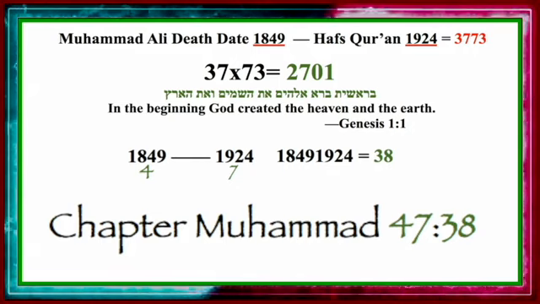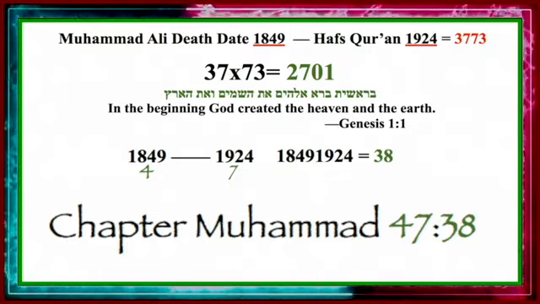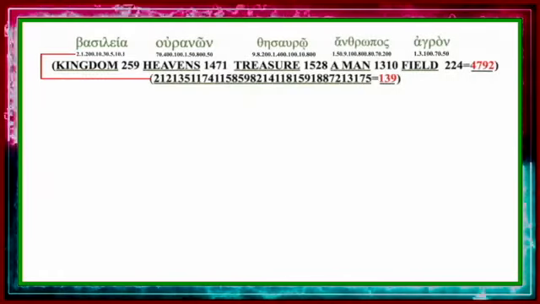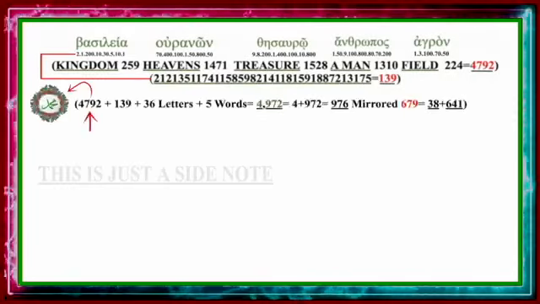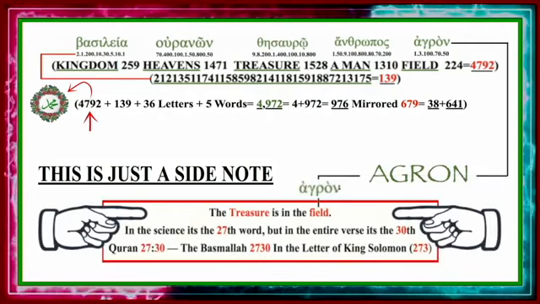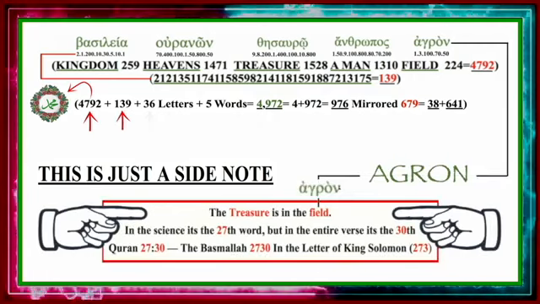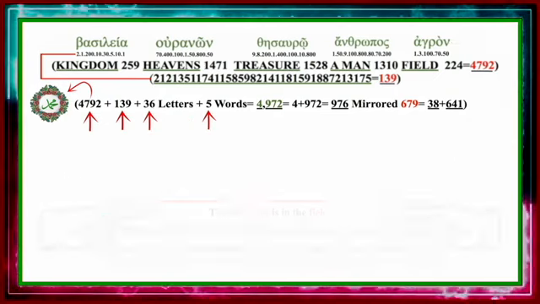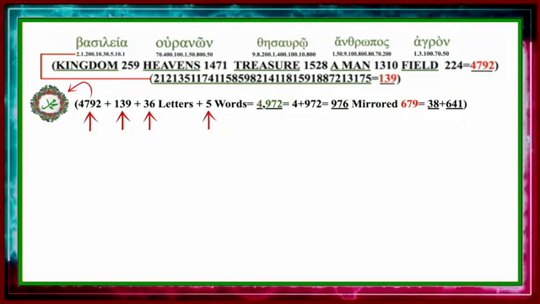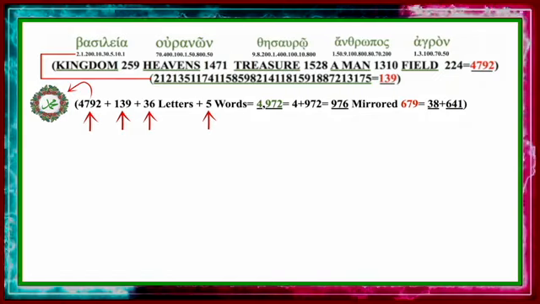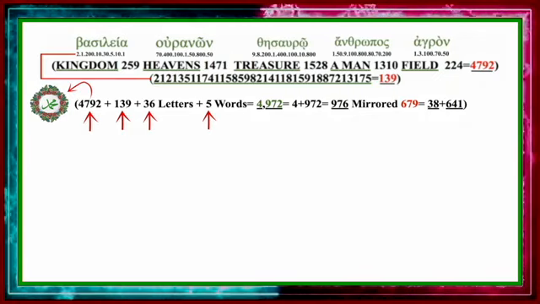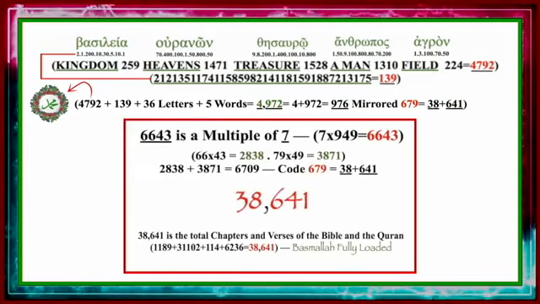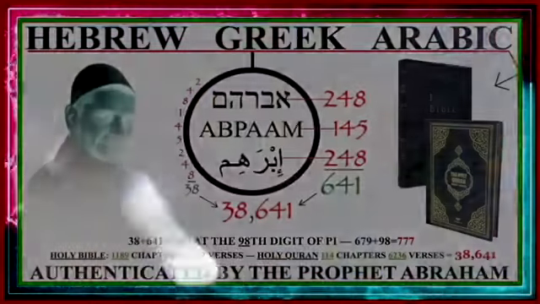And now we will show the restoration, connection, and confirmation of the original reading science of this whole divine masterpiece. From these 5 key words in the Greek text, we have a value of 4,792. The chain of digits from the value of these letters sum up to 139. Plus the 36 letters, plus the 5 words equals 4,972. 4 plus 972 equals 976. Mirrored is 679, which equals 38 plus 641. 38,641 chapters and verses of the Bible and the Quran combined, authenticated by Abraham.